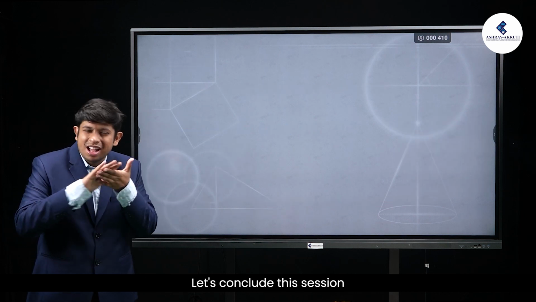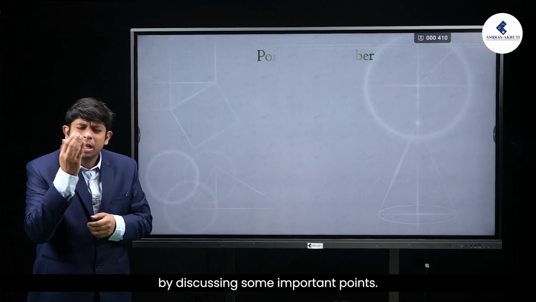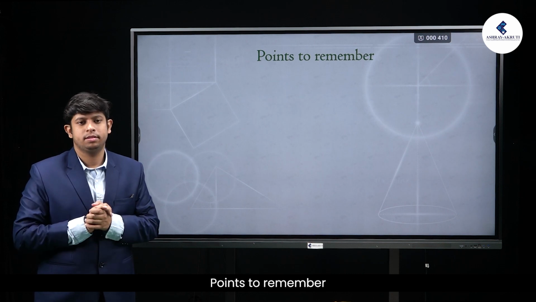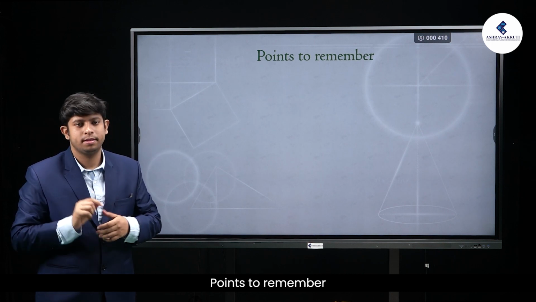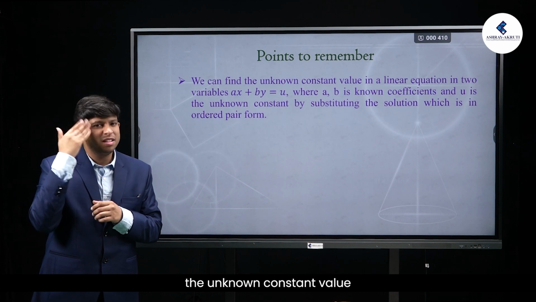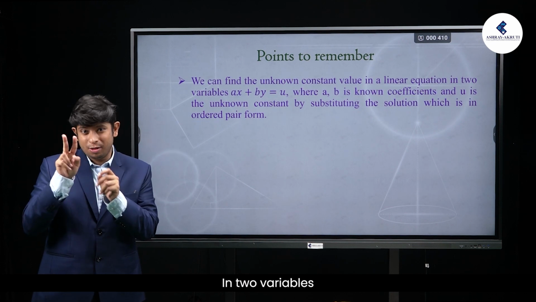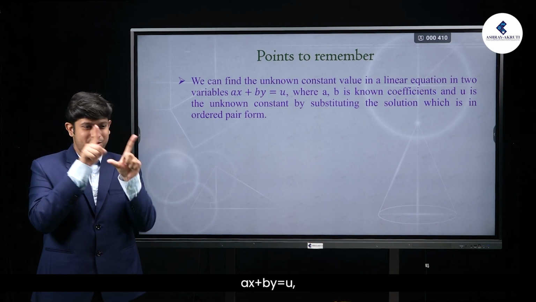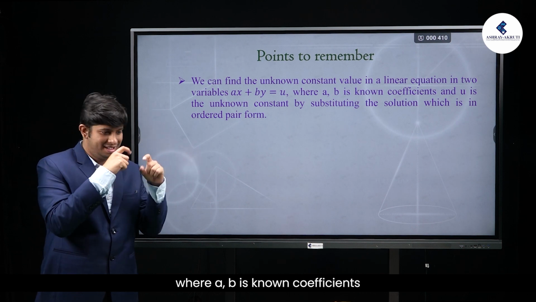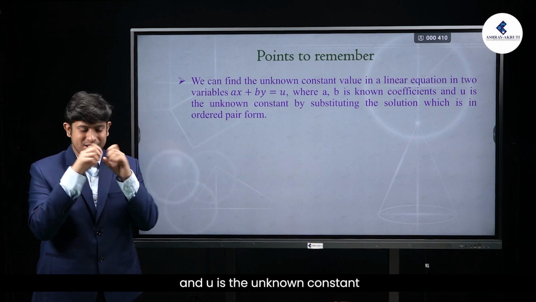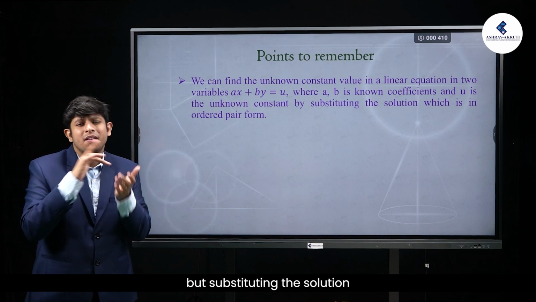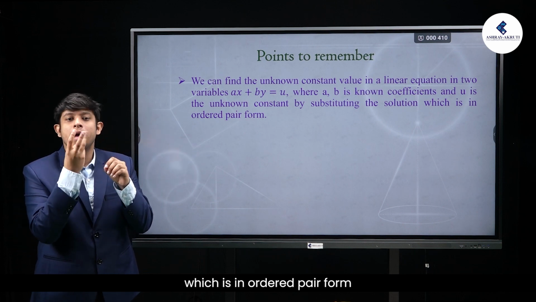Let us conclude the session by discussing some important points. Points to remember. We can find the unknown constant value in a linear equation in two variables ax + by = u, where a and b are known coefficients and u is the unknown constant, by substituting the solution, which is in ordered pair form.